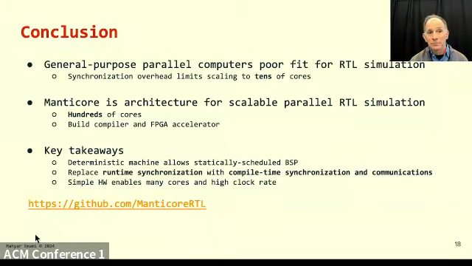Okay, do you show in the paper the scalability of the Manticore simulator? I just now see there are a lot of numbers in the paper. Okay, thank you. Okay, sir. Thank you.